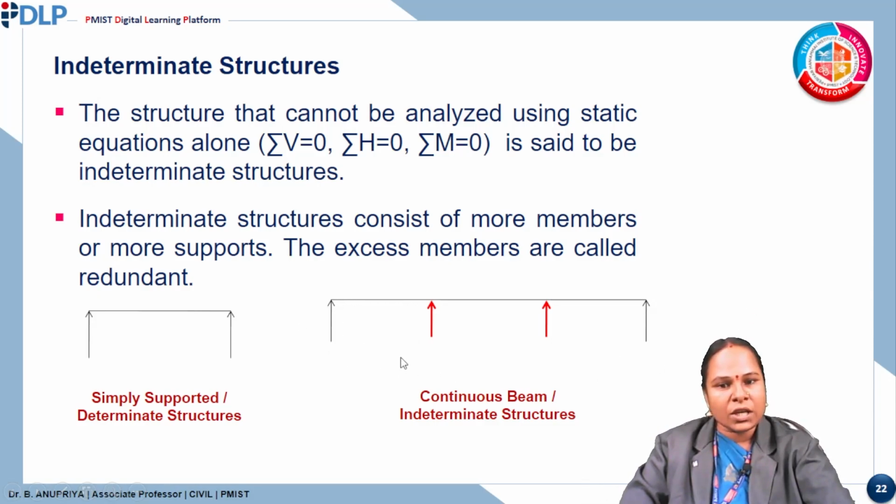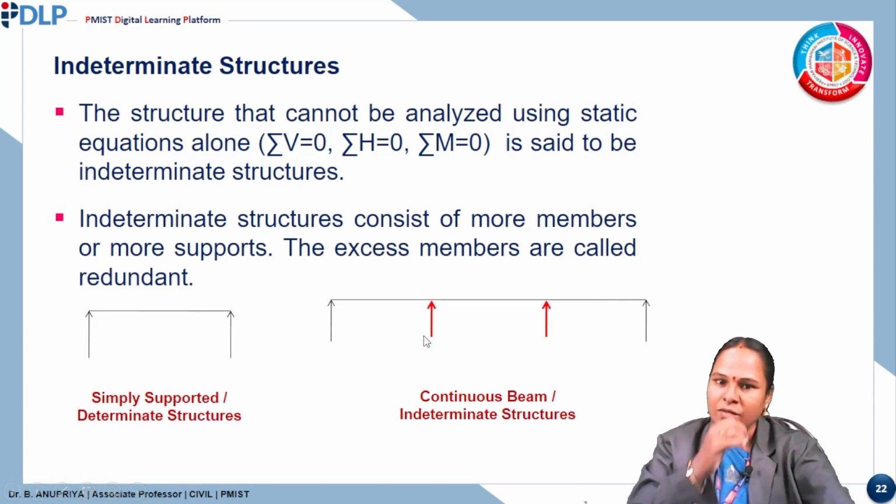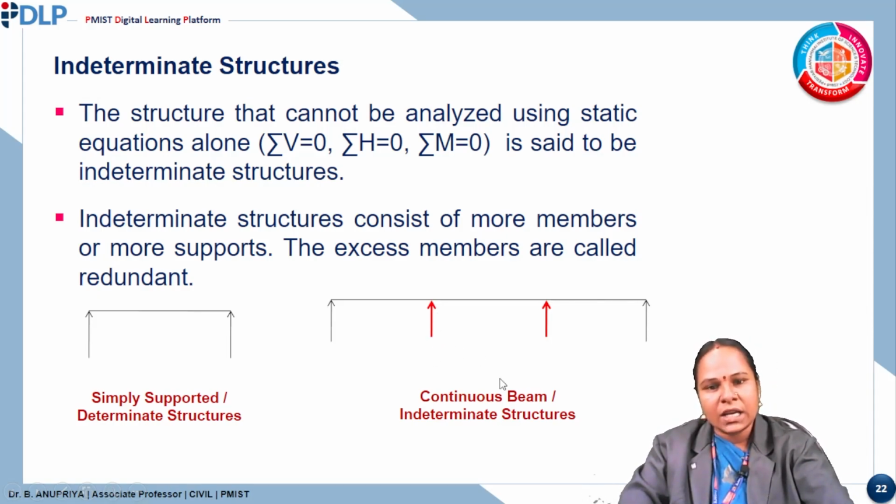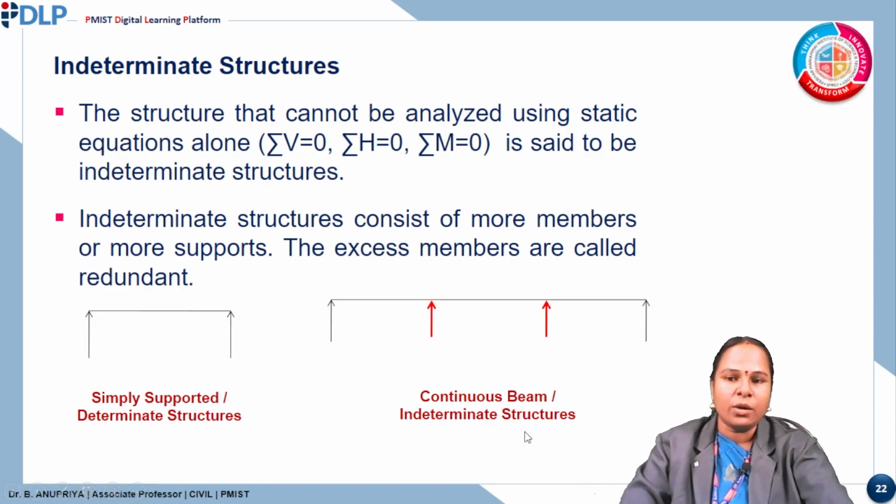To resist the deflection, we are introducing an additional prop at the center. We are introducing an additional support at the center. So by introducing an additional support or prop at the center, what happens? The structure will be stable and the deflection will be minimized. So this is an example, and this type of beam is called a continuous beam, and this continuous beam is an example of an indeterminate structure.